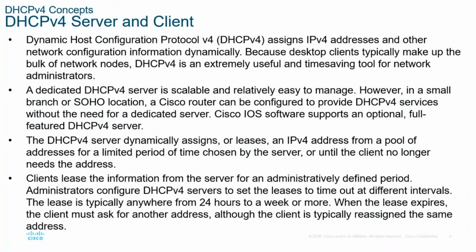So the concept of DHCP version 4 is that DHCP will assign the IP address and other network configuration information. For example, if you configure the DNS address, the DHCP server will also give that information to the client. DHCP servers normally lease the IP address to the client based on the pool address, and also for a limited period of time chosen by the server, until the client no longer needs the address.